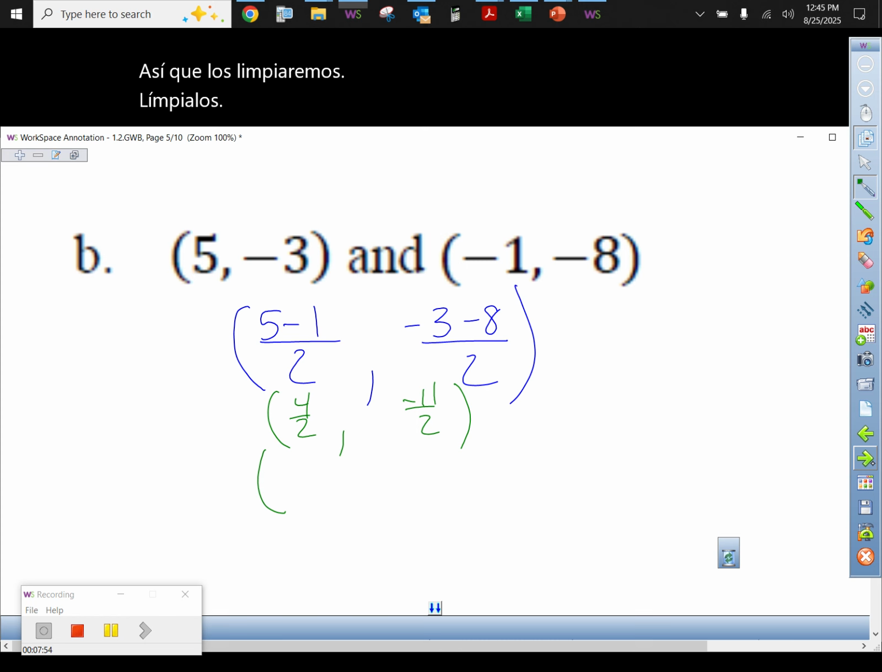I'm very used to putting my hand in a certain spot, and that's right where it touches the PowerPoint presentation. So 2. What's -11 divided by 2? Almost. Not 5.5, but -5.5. Are you with me on that? Yes, no, maybe? Cool.